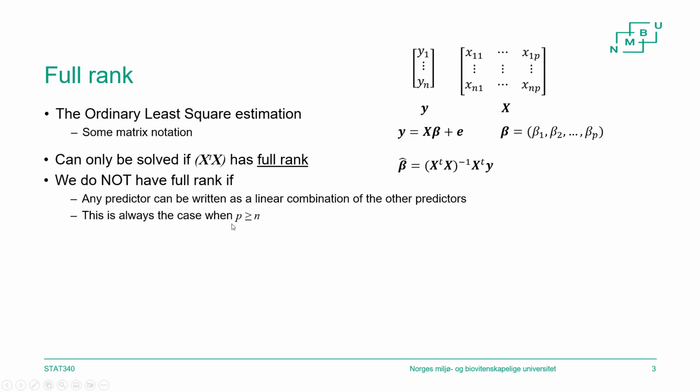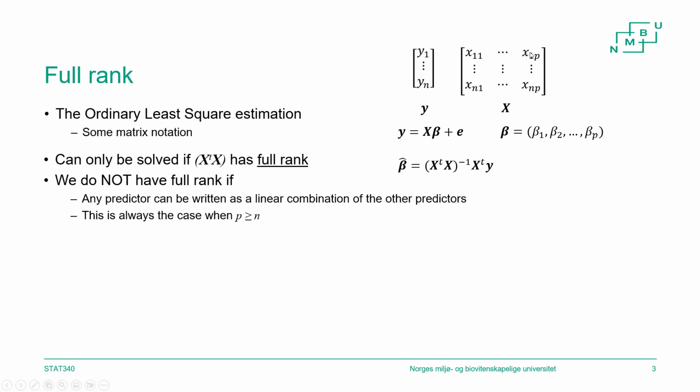This is always the case when p is larger than n. And what do I mean by p larger than n? p is the number of columns, right? You can see here from the notation, this is column 1 up to column p. So we have p columns, and n is the number of rows, data cases.